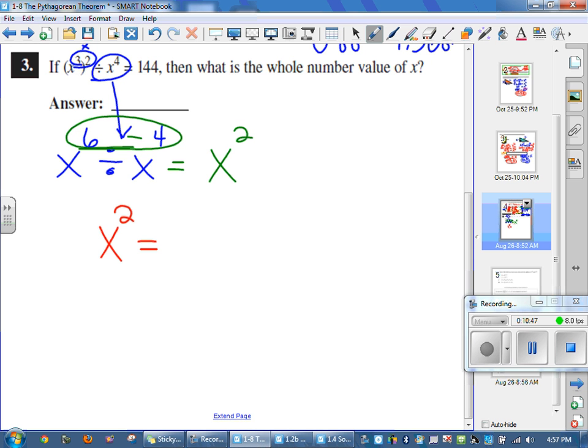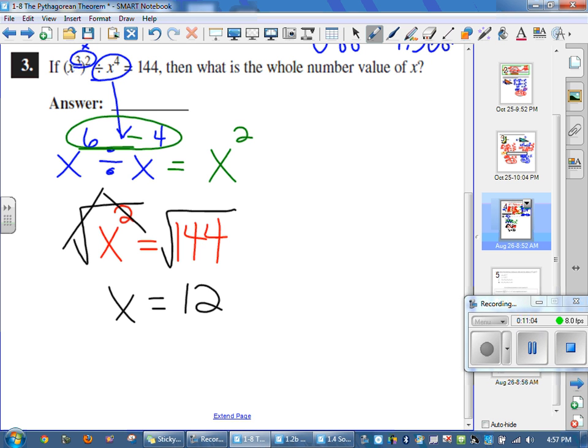So what number is going to give me 144? What number squared? Again, you do the opposite function. I need to square root those in order to solve for x. They cancel, I get x is equal to 12. Okay, so the whole number value of x, we found the answer is 12. All right, let's move on to the next couple questions that you tried.